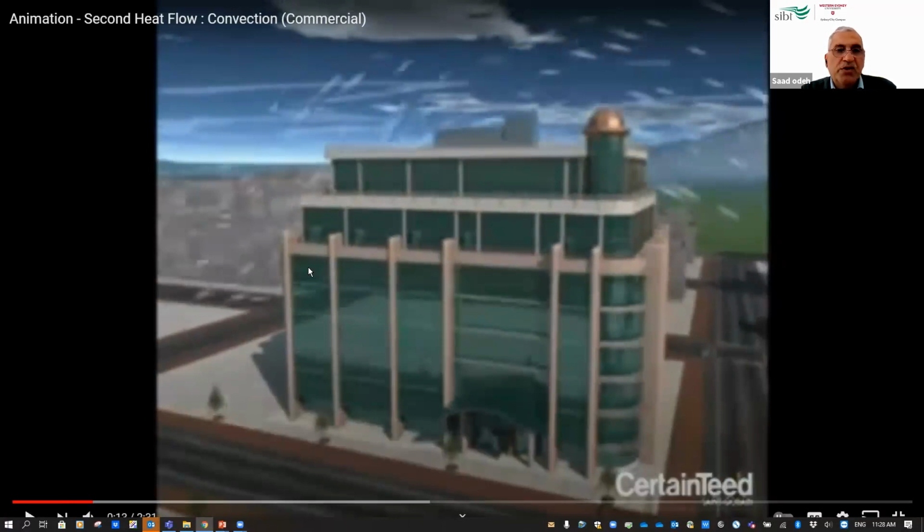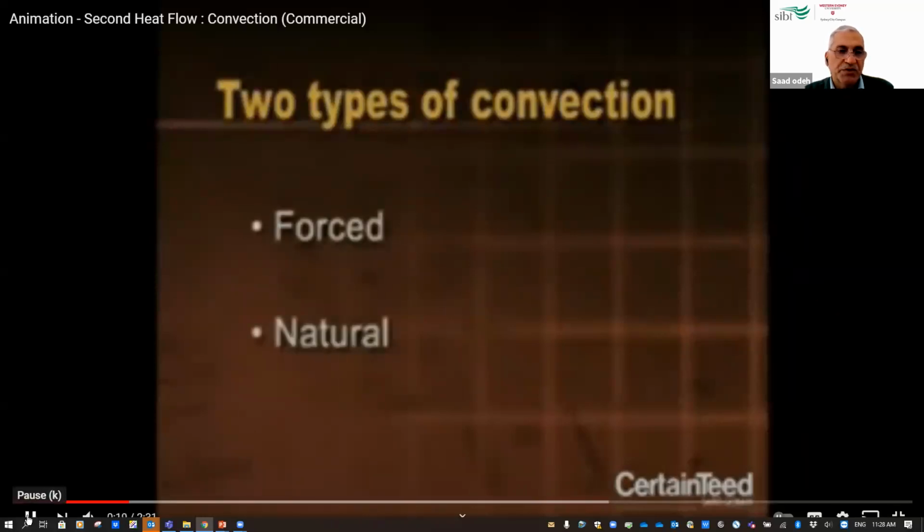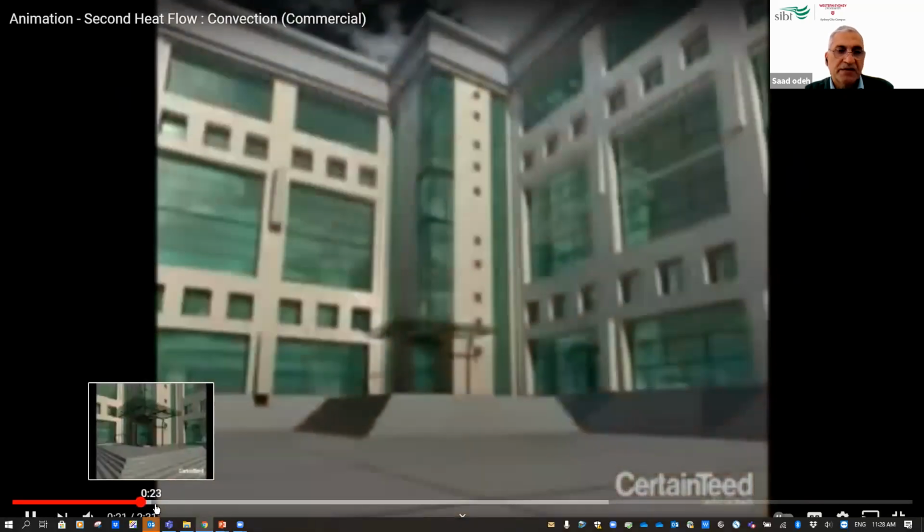So wind blowing over the building is an example of heat transfer by forced convection. And the reason why, because you can see here the wind is coming over the building and trying to cool the building continuously. So this is forced convection. Okay, there's two types of convection, we said, forced and natural convection.